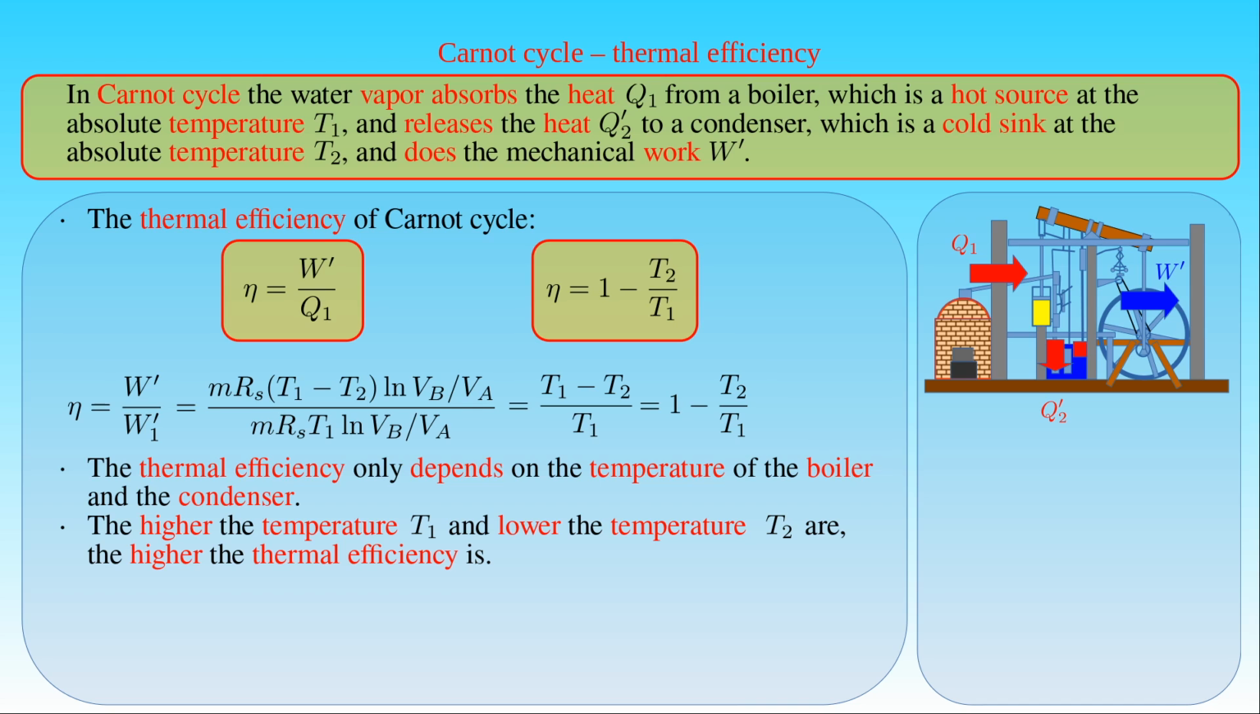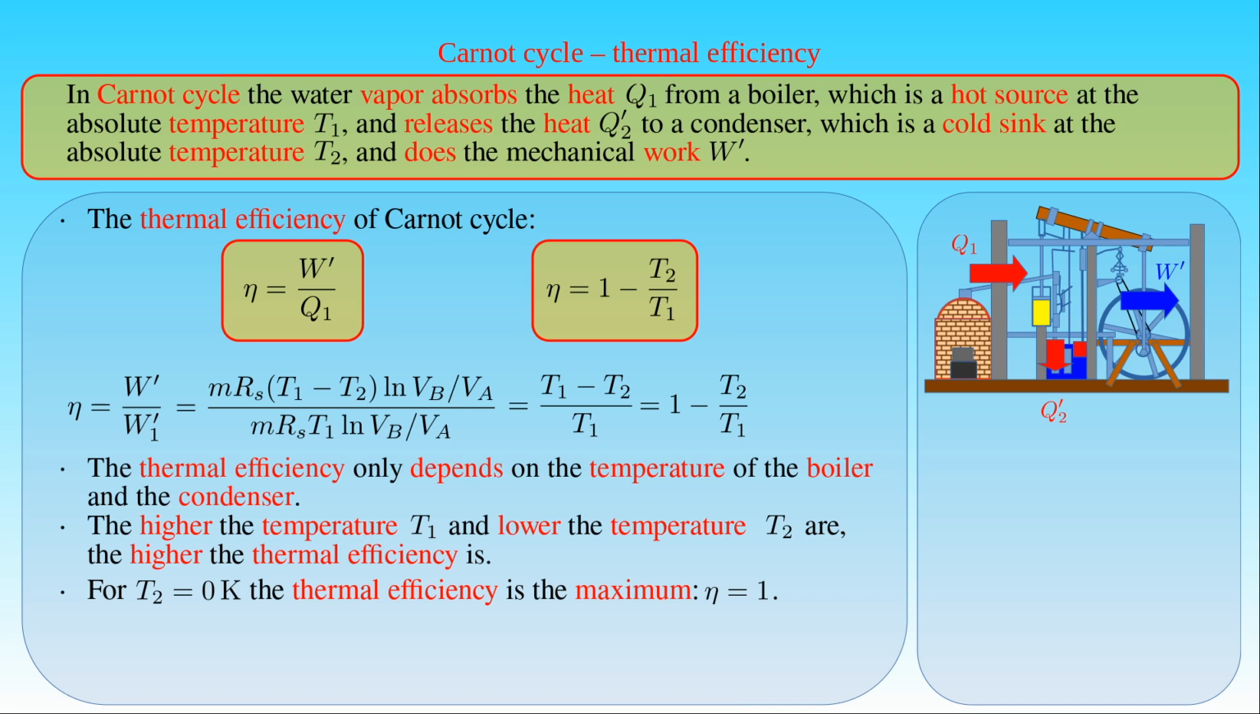The maximum value of Eta is equal to 1, where we have 100% thermal efficiency. In such a case, the heat Q1 delivered by the hot reservoir is completely converted into the mechanical work W' without any loss, that is, the heat Q'2 vanishes. However, the formula for Eta implies that 100% thermal efficiency would be possible only if the condenser or the cold reservoir were at absolute zero, that is, the temperature T2 were equal to 0 Kelvin.